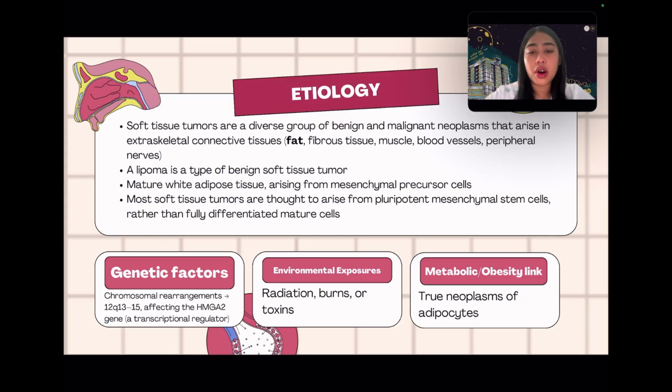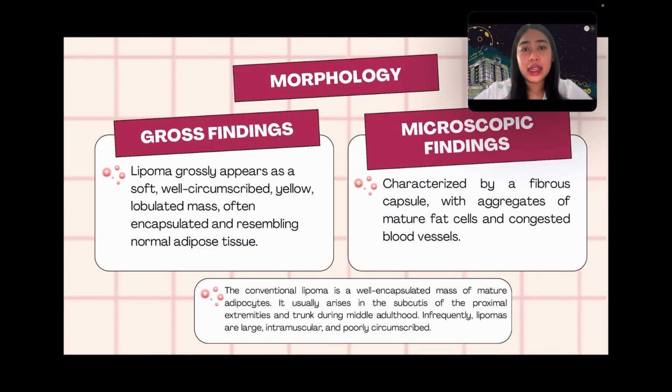Aside from this, others are known to be linked to environmental exposures and trauma, particularly radiation burns or toxins. The development of true neoplasms of adipocytes is usually linked to metabolic disorders or abnormalities and to obesity as well. Now let's talk about the morphology. We have both the gross and the microscopic findings, and we will be showing pictures later to highlight these specific findings. But now let's talk about the description.